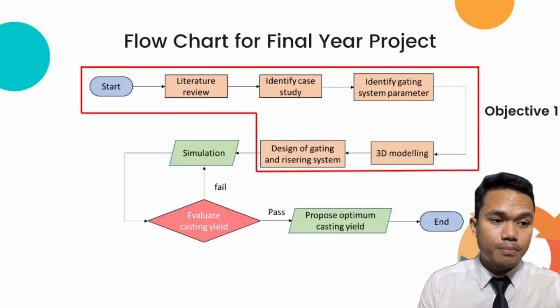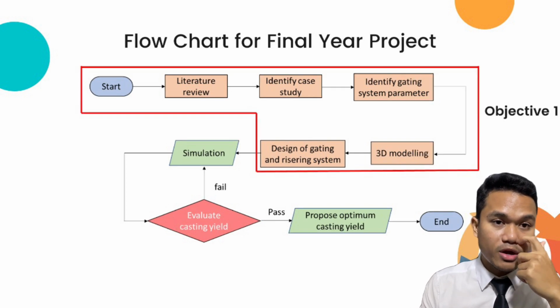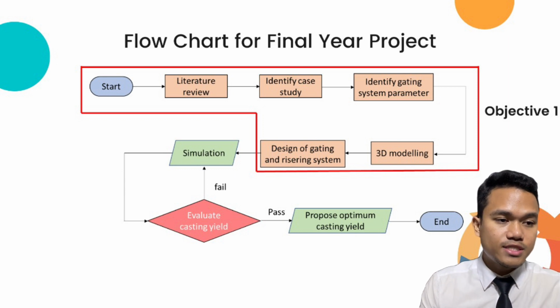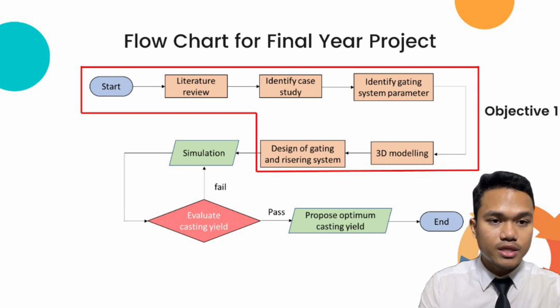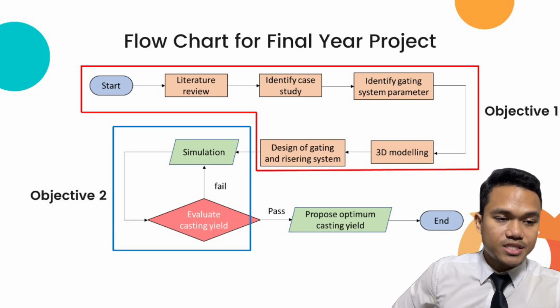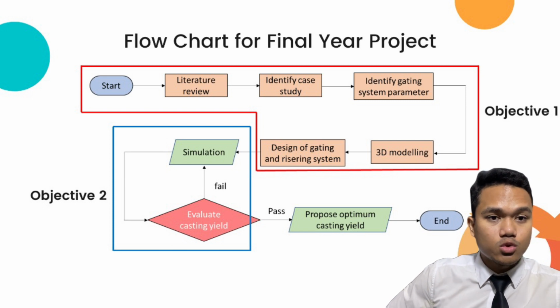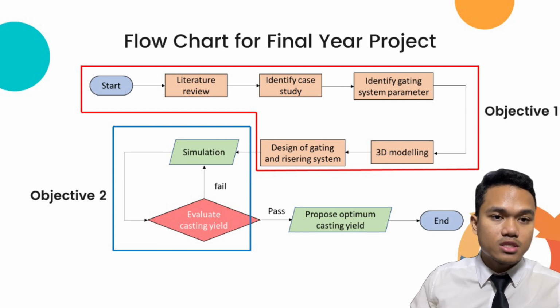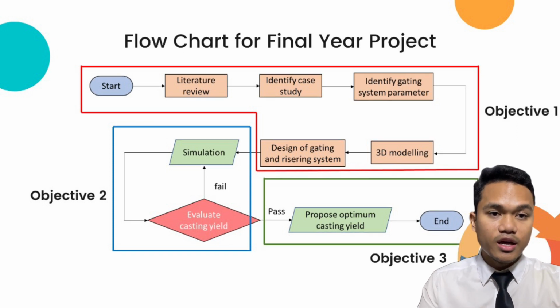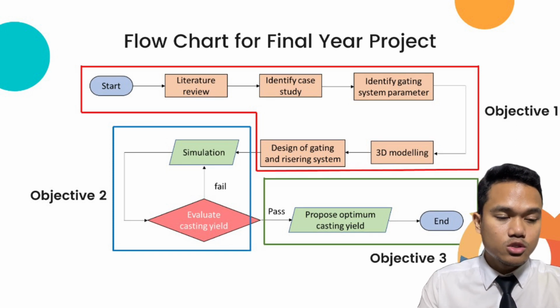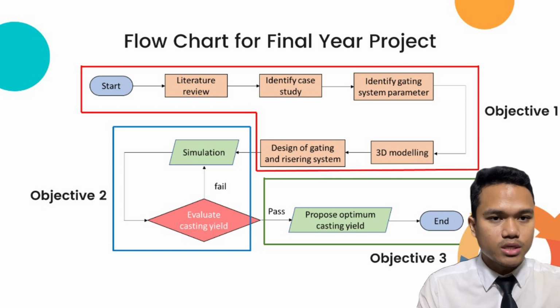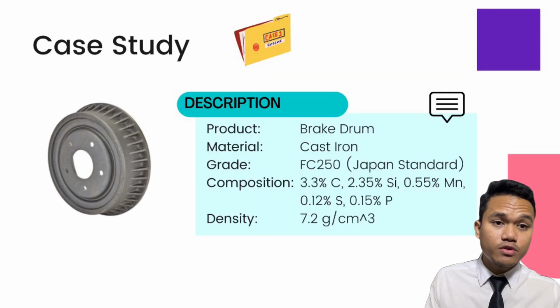So I have mapped my flow chart with my objectives. The first 5 flow is my first objective, which is to establish gating and risering system. Next, my second objective is to evaluate the effectiveness of the gating system that I have created. And the last objective is to propose an optimum casting yield. So the literature review is done.